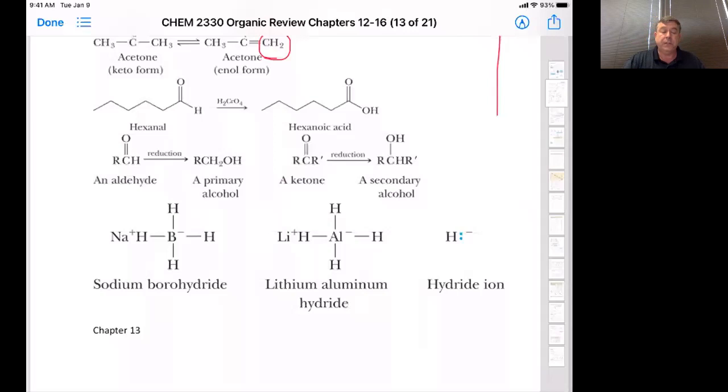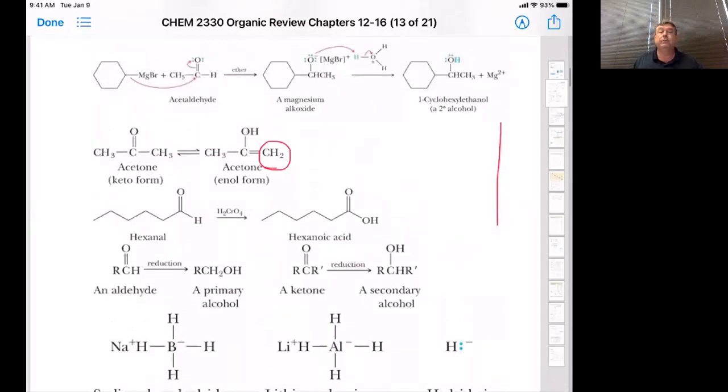All right, questions about chapter 12. Okay, so all the reactivity of that carbonyl carbon happens because nucleophiles are attacking the partially positive carbon. Okay, that's the unifying theme in the entire chapter.